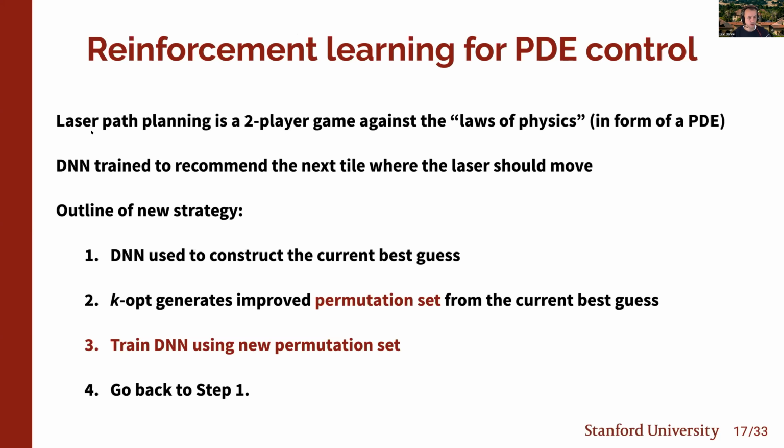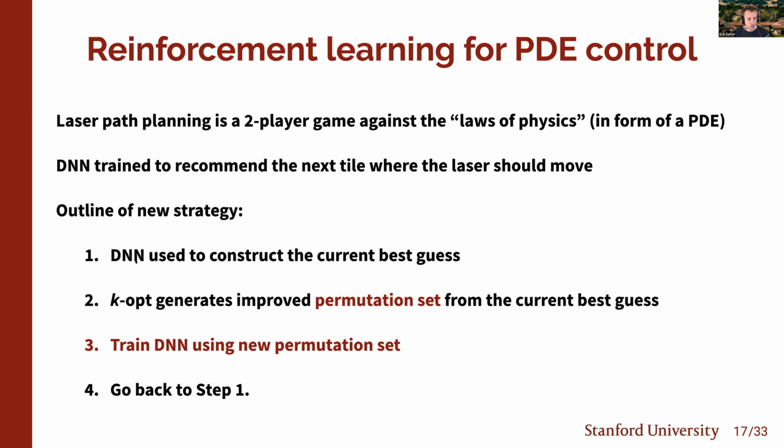But here, when you do the laser path planning, you can still view this as a sort of game that you're playing against the laws of physics as implemented using your PDE model. And so similar to AlphaGo, we're going to have a deep neural network and a Monte Carlo tree search strategy that's going to be used to explore different permutations, different laser paths, and make recommendations for the next tile to be printed.